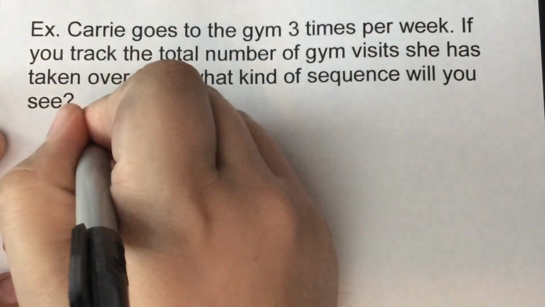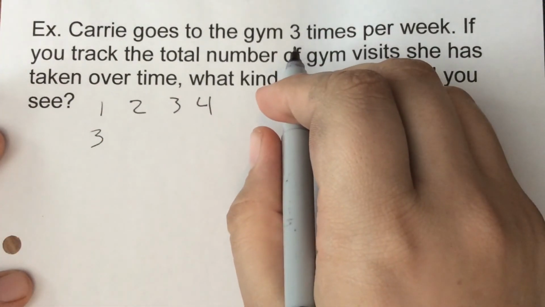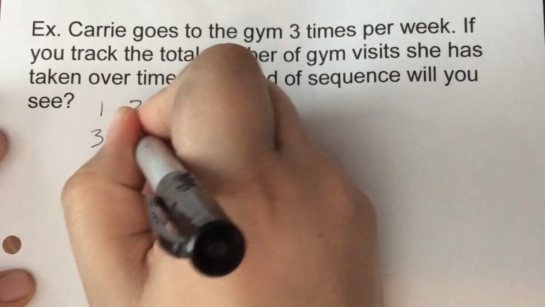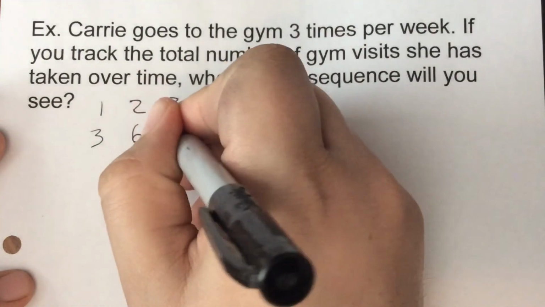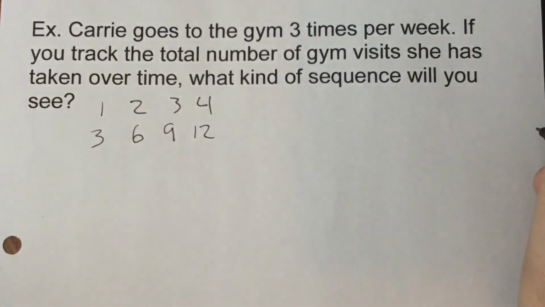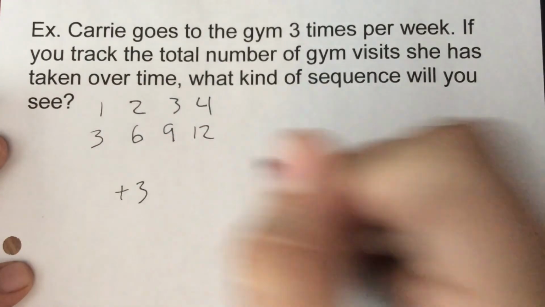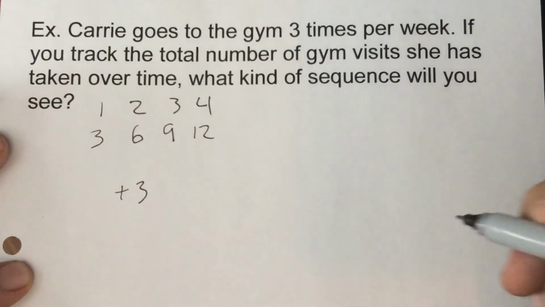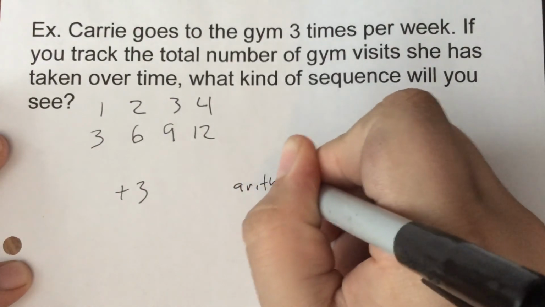So week 1, she would go 3 times. Week 2, she would also go 3 times, so she would really have a total of 6 times. She goes another 3 times in the 3rd week, so now she's up to 9 total. 3 more times in the 4th to be up to 12 total. We're going up by the same amount each time. We're adding 3 each week. That's staying the same. So if we're adding the same each time, arithmetic.